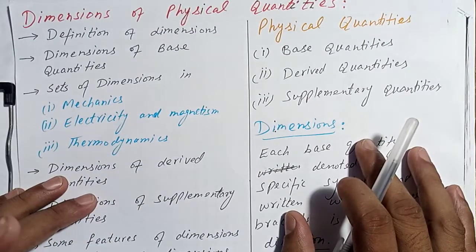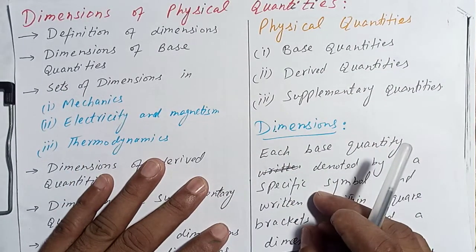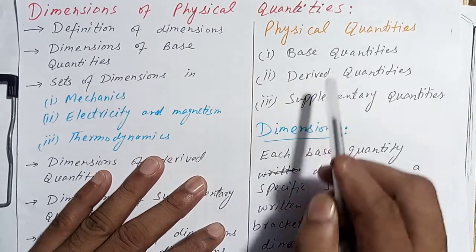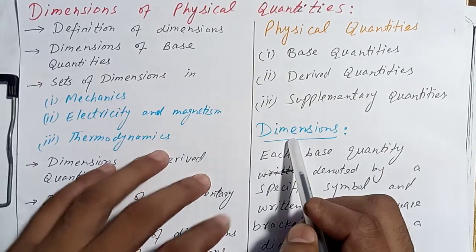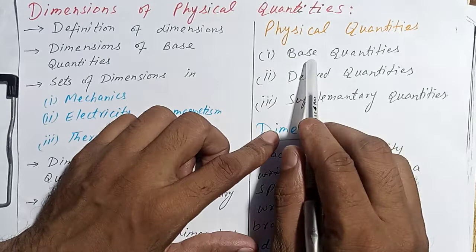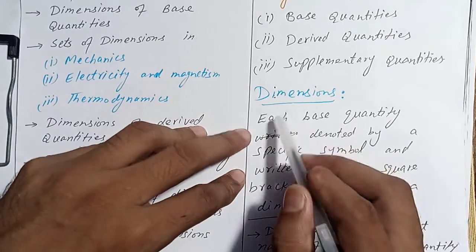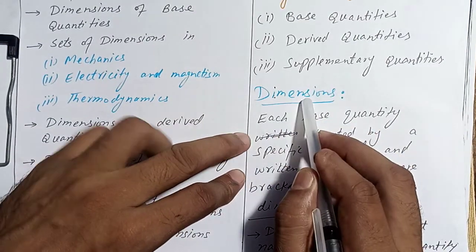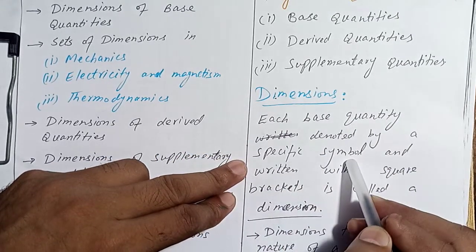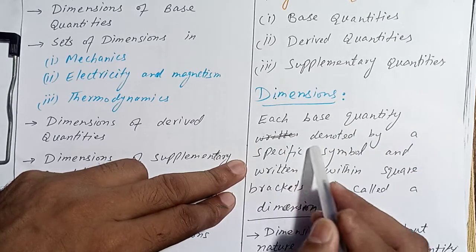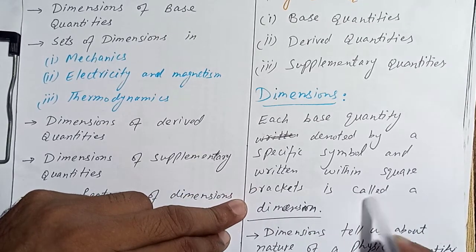As we know that in physics, we divide physical quantities in three major groups, that is base quantities, derived quantities, and supplementary quantities. Dimensions are defined with respect to base quantities. So we define dimensions. The statement of dimensions is: each base quantity denoted by a specific symbol and written within square bracket is called a dimension.